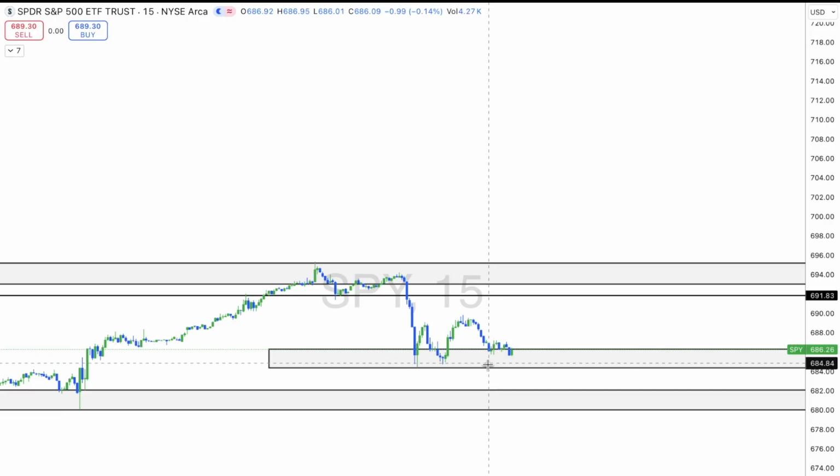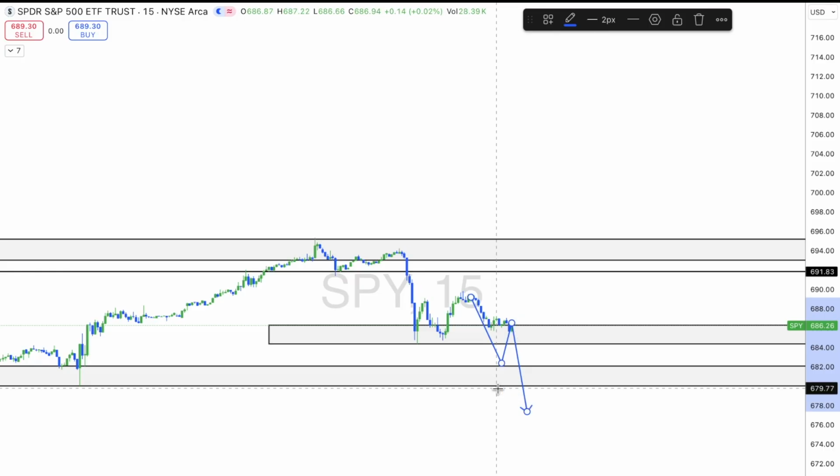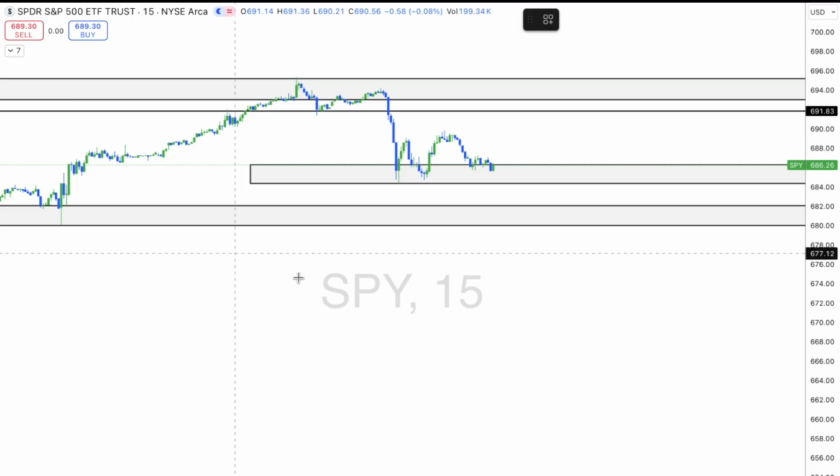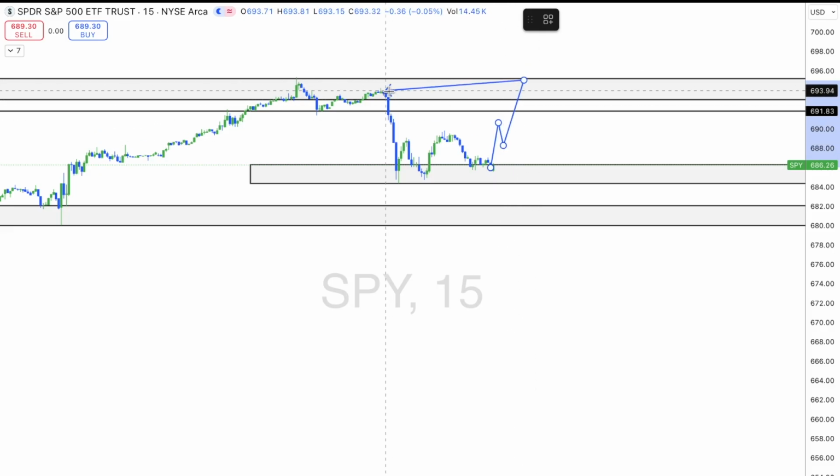So what I'm looking for here is, I'm going to show you exactly what I'm looking for tomorrow. I am looking for a break of structure, and I'm looking for a retest and to continue back down to the downside. And if not, then I am looking for it to break a structure up here, and then I'm looking for it to come back down and retest and continue to the upside. I'm going to be cautious up here because we had previous push down over here.